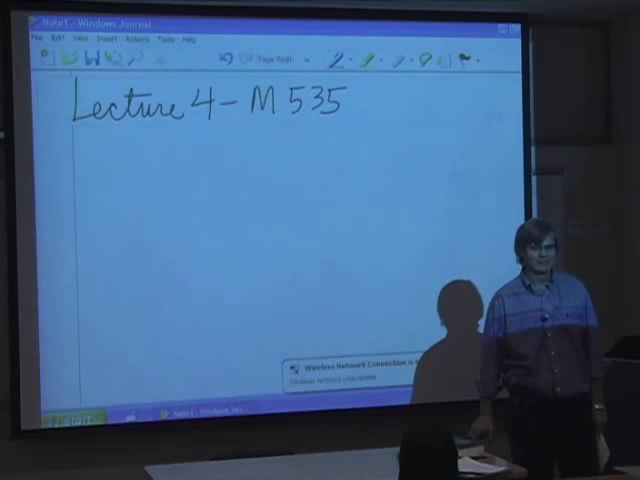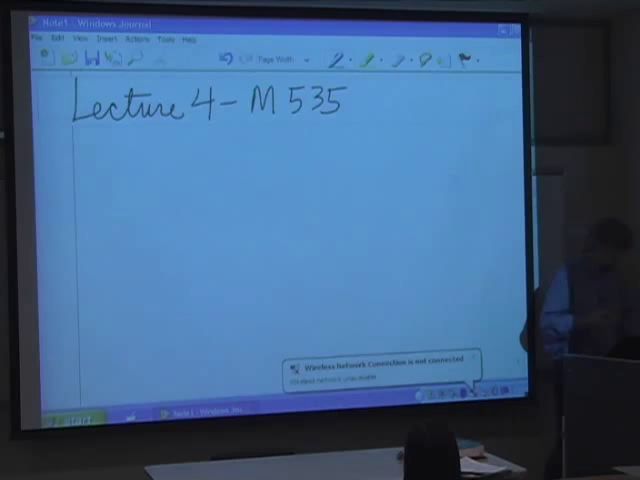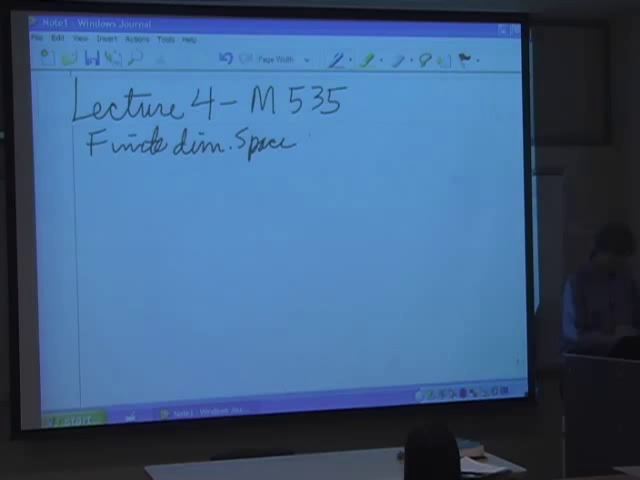All right. So we are working on finite dimensional space and all the good things that finite dimensional space is going to have. And the first, and we had this lemma. Let's just go back to finite dimensional space. And we have this lemma 2.4-1.